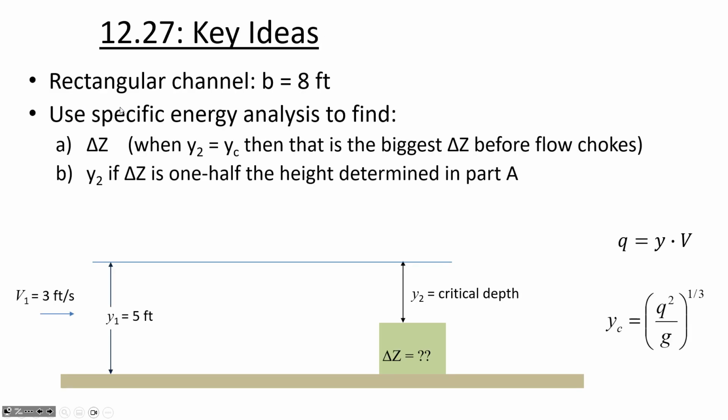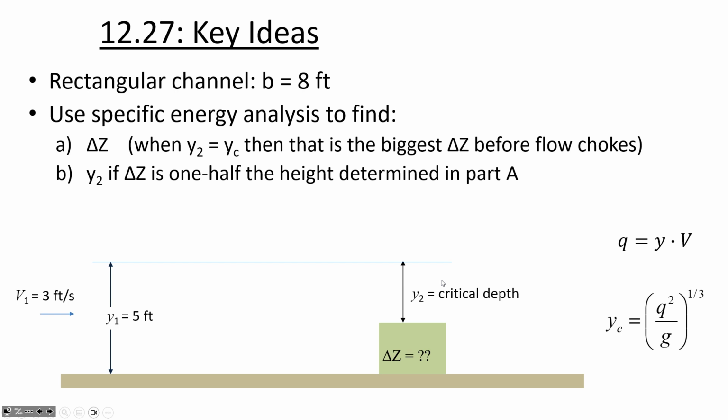Last one. Problem 1227 is another problem similar to the first, where you've got bed steps. The question being asked is, how tall could the step be without causing the flow upstream to become choked? So here's how to interpret that. Basically, if you make delta Z big enough, you're going to force the flow over the step to be the critical depth.